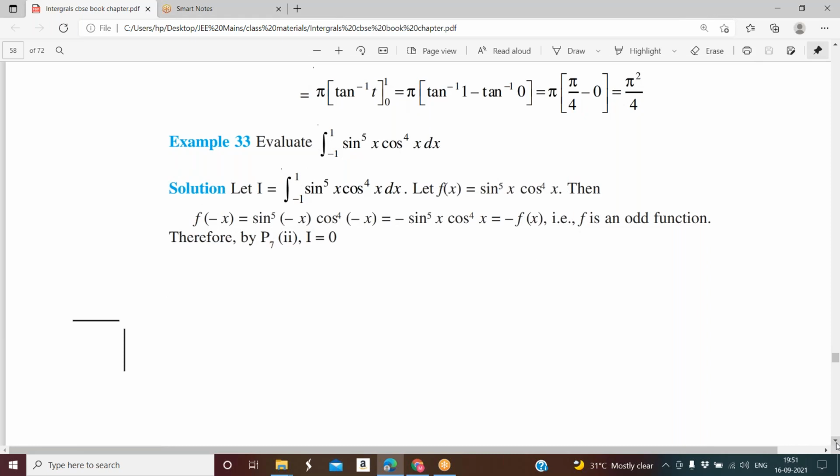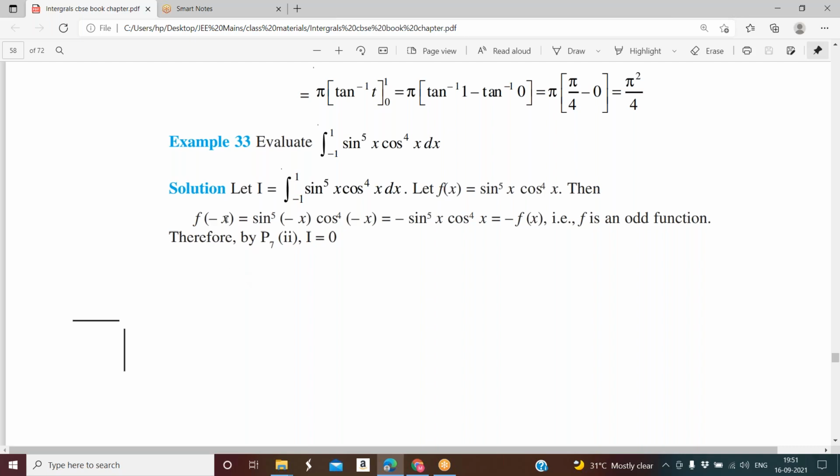See the next problem. Evaluate the integral from minus 1 to 1 of sine power 5x cos power 4x dx. It is a combination of sine and cosine. So what is your f of x? Sine to the power 5x cos to the power 4x. The limits are minus 1 and plus 1. Now you check whether the given function is odd or even.